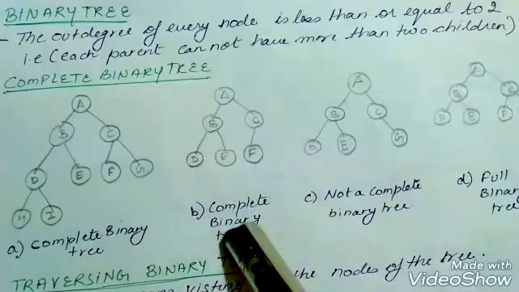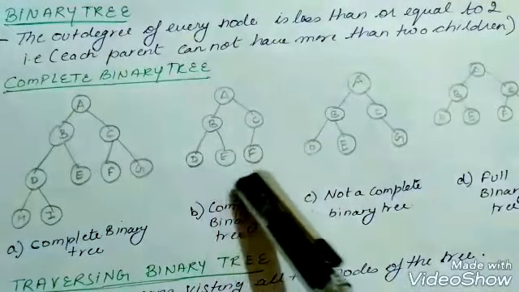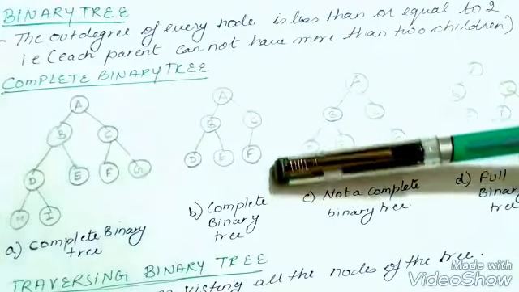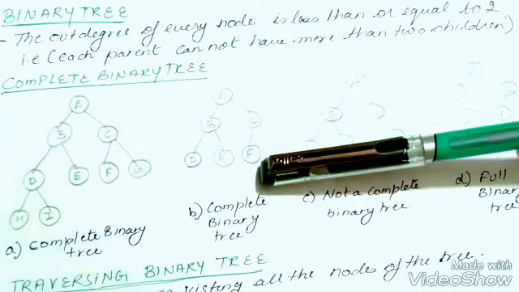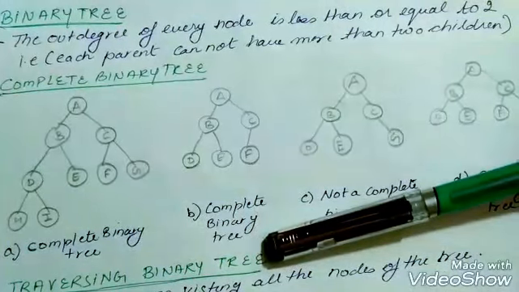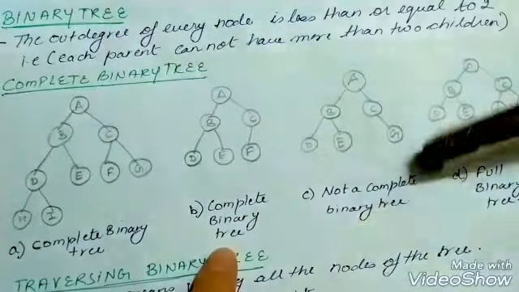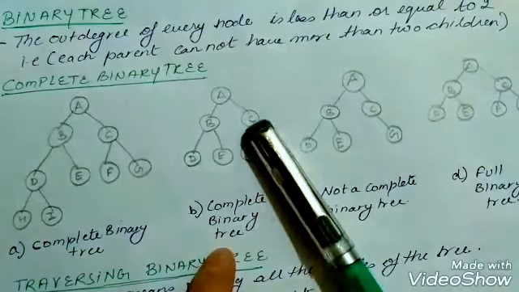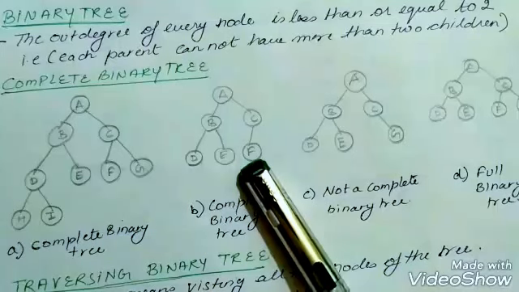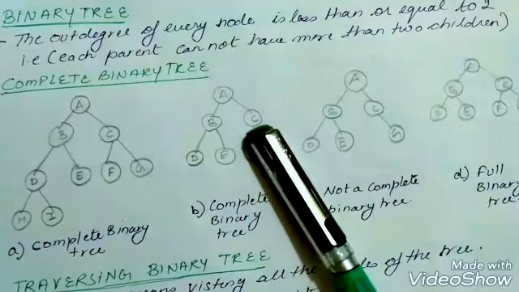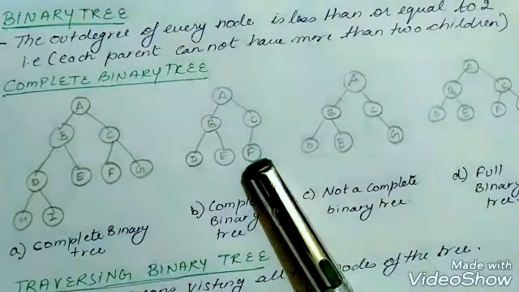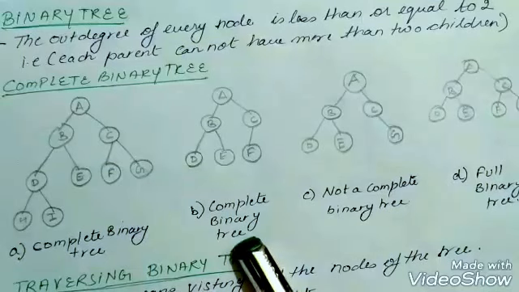In a similar way, here we can see A, B, C, D, E, F. Here C has only one child, F. But still it is a complete binary tree. Why? Because here a node may have 1 or 2 children, but not more than that, and this condition is being satisfied. C is having 1 child, therefore it is okay, it is a complete binary tree.